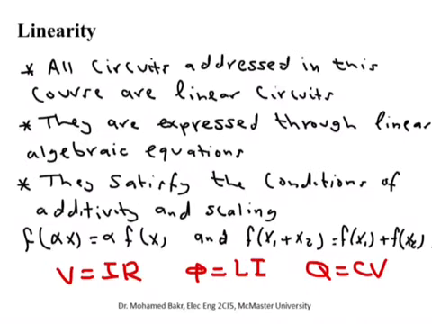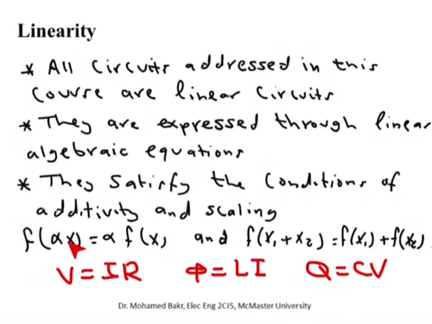Linear circuits satisfy two conditions. One is called additivity, and the other one is called scaling or homogeneity. What's happening here if you have a circuit and it creates an output? The input to the circuit, we call it X. It can be the value of a voltage source. The output is f of X. It can be the current in one of the branches. It can be the voltage across one of the other branches.